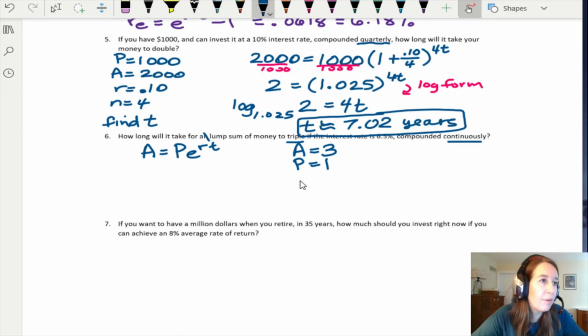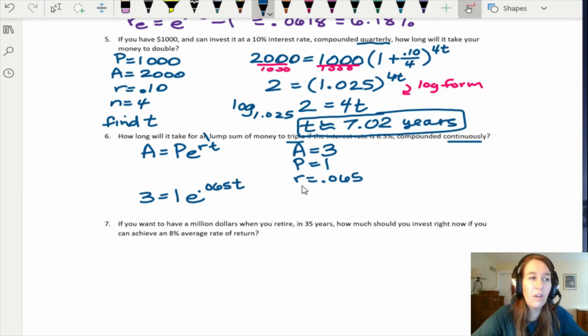And then our rate is 0.065. Okay, so let's plug those in. 3 equals 1e to the 0.065t. Oh, sorry. Again, we're finding t because it says how long. All right. So to solve this one, we're going to divide both sides by the 1. So that's 3 equals e to the 0.065t.